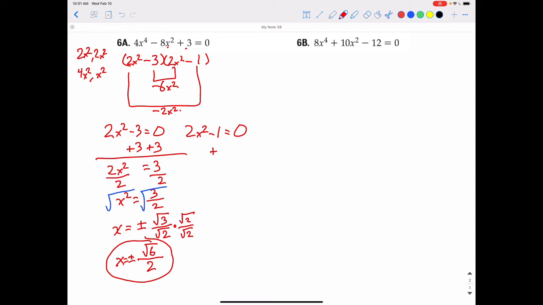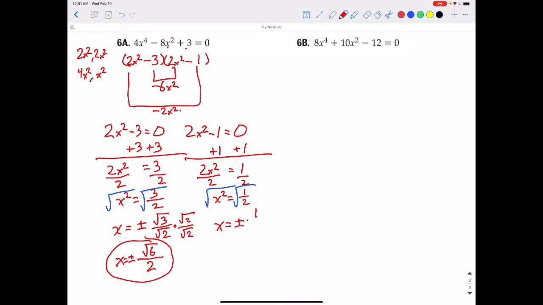Then we do the same thing on the other one. So we'll add 1 to both sides. So that's 2x squared equals 1. Divide by 2 gives me x squared equal to half. And then do a square root on that one. So x will equal plus or minus. The square root of 1 is just 1, so there's no square root on the top right now.